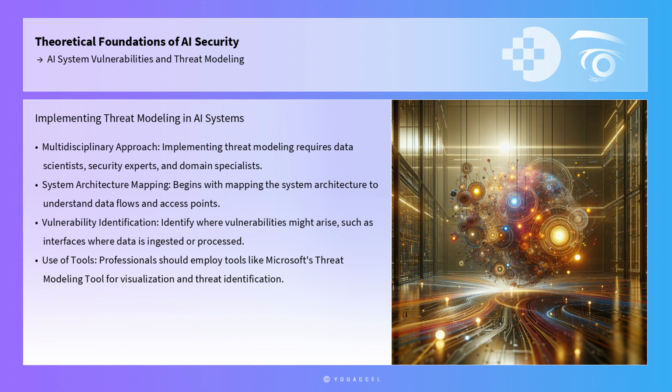In practical terms, implementing threat modeling in AI systems requires a multidisciplinary approach involving data scientists, security experts, and domain specialists. A step-by-step application of threat modeling begins with mapping the system architecture to understand data flows and access points. This stage is crucial for identifying where vulnerabilities might arise, such as interfaces where data is ingested or processed. Next, professionals should employ tools like Microsoft's Threat Modeling tool, which facilitates the visualization of system architecture and automates threat identification based on predefined templates.